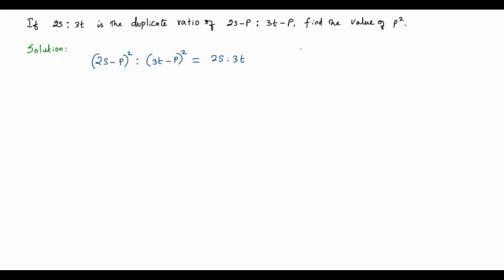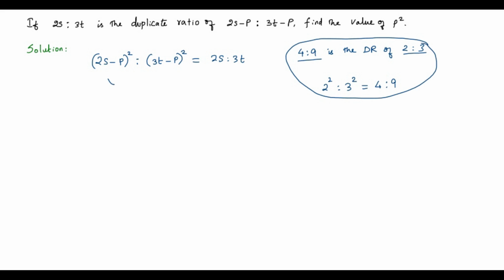Let's consider the same statement with some other two ratios like 2 is to 3 and 4 is to 9. That is, 4 is to 9 is the duplicate ratio of 2 is to 3. Finding the duplicate ratio of 2 is to 3 means we square both 2 and 3, so this is equal to 4 is to 9. The duplicate ratio of 2 is to 3 is 4 is to 9. So the same strategy we have taken here.